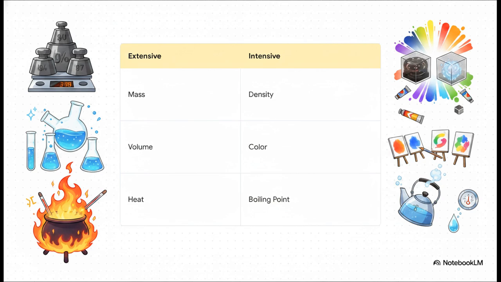If you have more of a substance, its mass, its volume, and its heat capacity are all going to increase. But intensive properties are completely independent of the amount. Density, color, the boiling point, those stay exactly the same whether you're looking at a tiny single drop of water or an entire ocean of it.